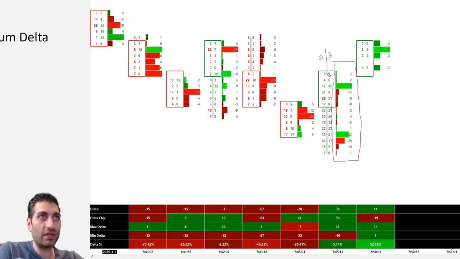Look, 3 minus 0 is 3. 6 minus 4 is 2. 65 minus 12 is what? 53. What does that mean? It just means there were 3 more contracts bought. You can think of it in very simple terms. There were 3 more buyers than sellers at this particular price, whatever price that was.